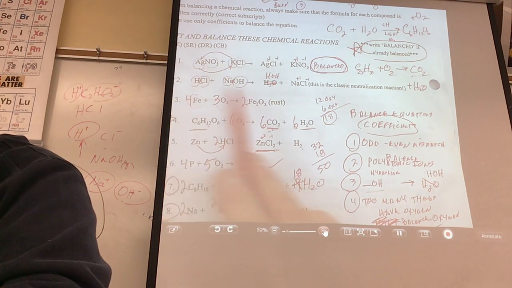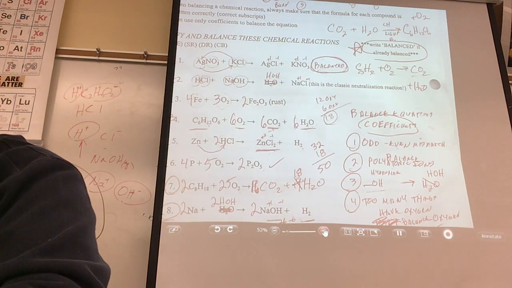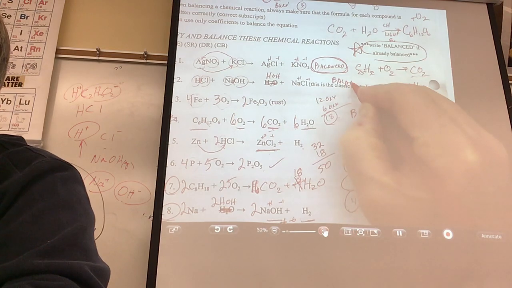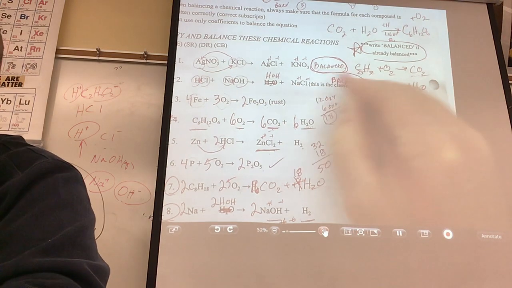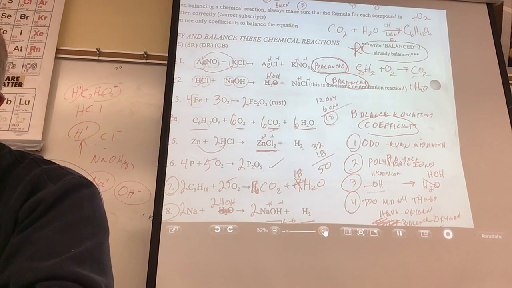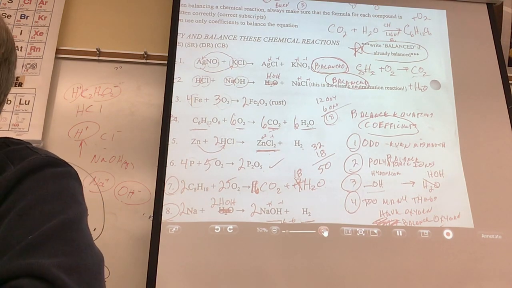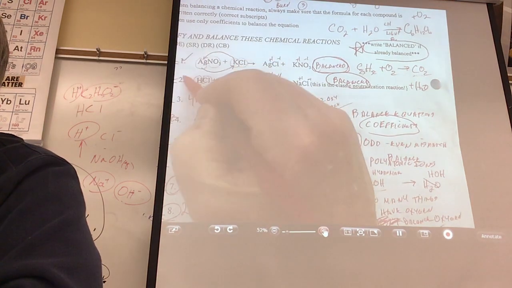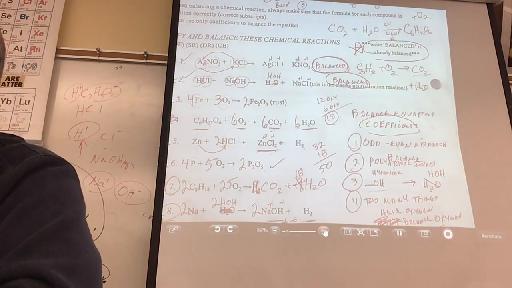Classified. Uh-oh, wait a minute. Is it balanced? What do you think? If it's already balanced, what are you supposed to write? This is what you do. I know I did a lot of it in class, but it's your job to finish this page. Okay, how about number 3? Is it classified and balanced? What do you think? I already know these two are done. How about number 3? Yeah, we did that.